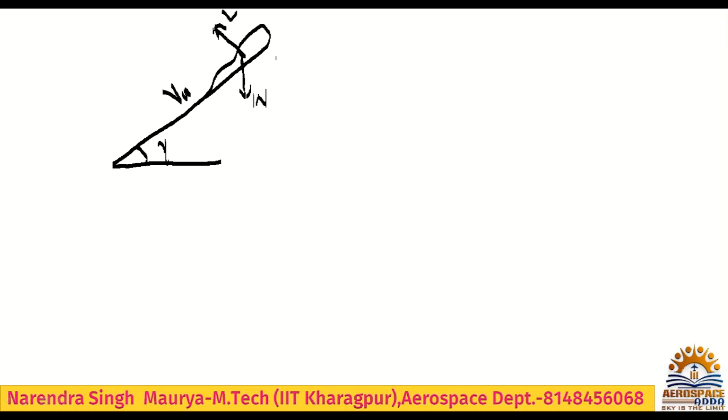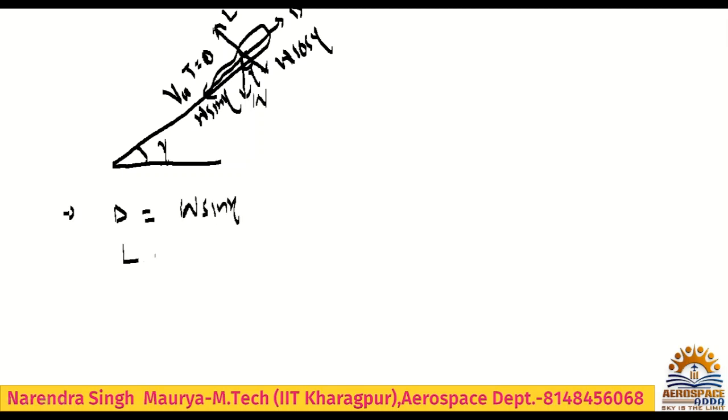So lift, and here the thrust component would come, but it is a gliding condition, so thrust will be 0 and the opposing force will be drag. This is gamma, hence this component will also be gamma, and this component will be W cos gamma, and here we'll have W sin gamma. If you resolve the forces, drag is equal to W sin gamma and lift L is equal to W cos gamma.